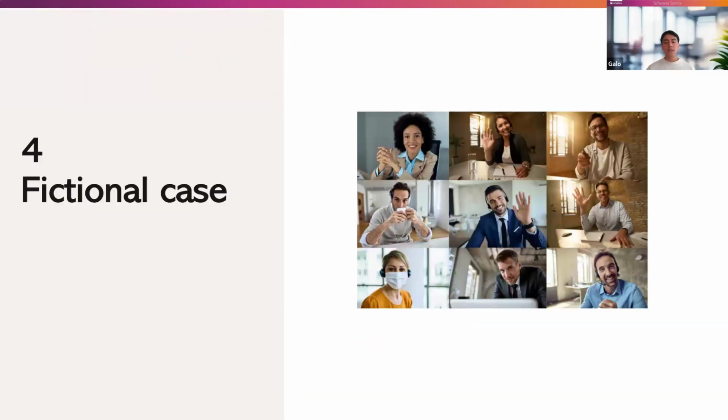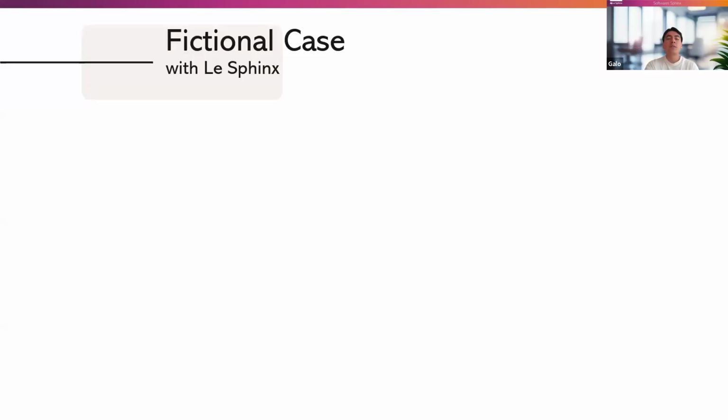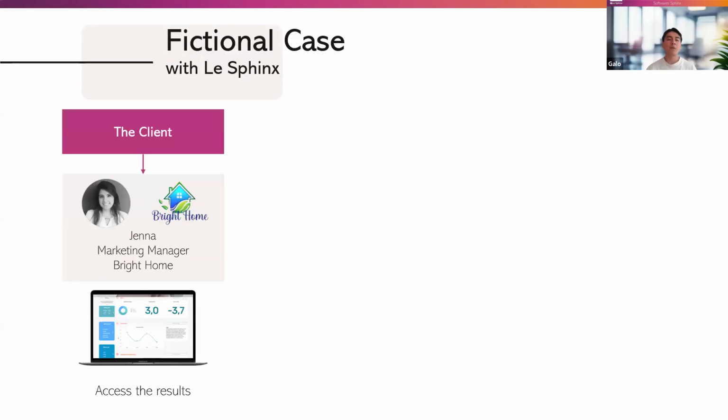So in order to understand a little bit better how the management of an online community using Sphinx Community works, we are going to do a little fictional case. First, we are going to have three main actors. First, we have our client, Jenna. She works for Bright Home. She is the marketing manager. And Bright Home is a company that specializes in cleaning products.